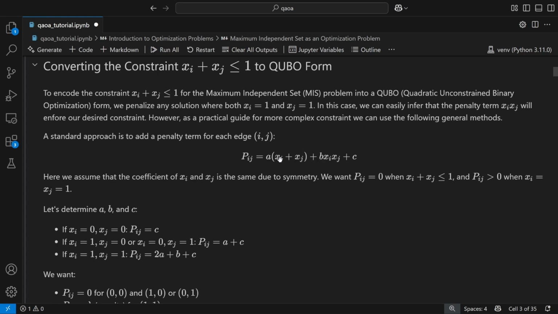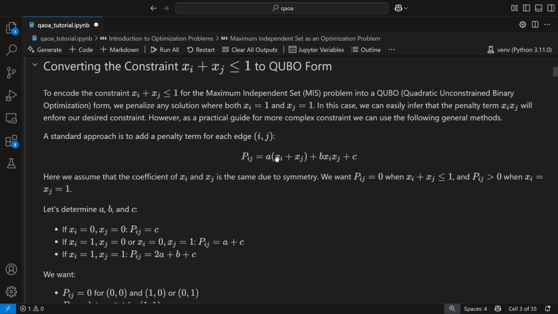Notice that we don't have xi squared or xj squared because for binary values, xi squared is basically xi. And we also have a constant number, which is inconsequential, but just to be complete, this is the most general quadratic form. Now, what we want is to make sure that this penalty is 0 when the constraint is satisfied, and greater than 0 when it is not satisfied.